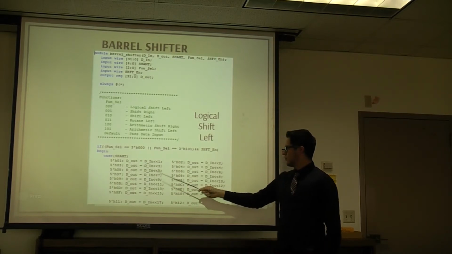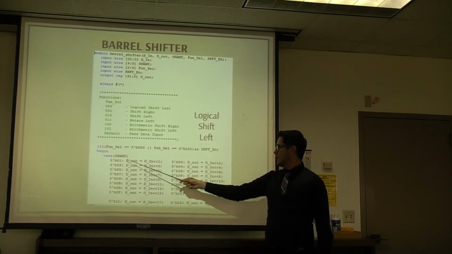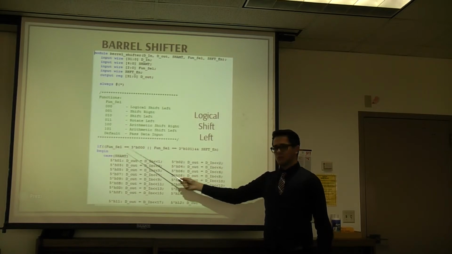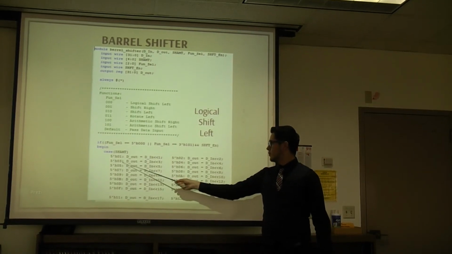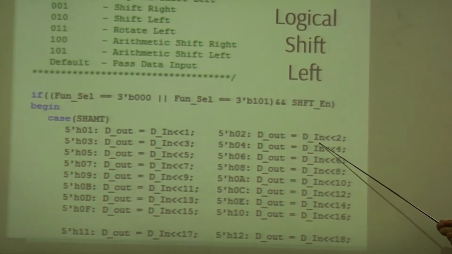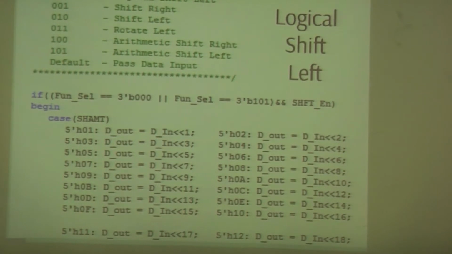This right here is an implementation of our shift to left. For it to work, we did a case statement. The case statement is sensitive to SHAP, which is shift amount. So if you want to shift twice to the left, for example, this section of the code will be executed. And the input just gets shifted twice to the left and gets saved into the output.